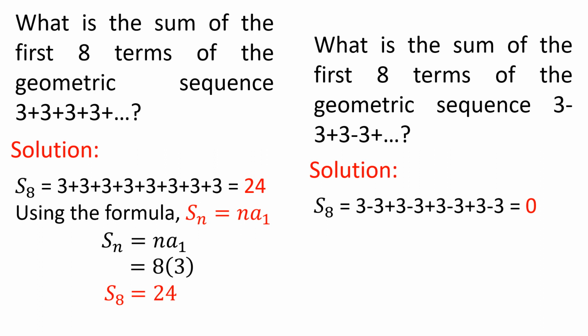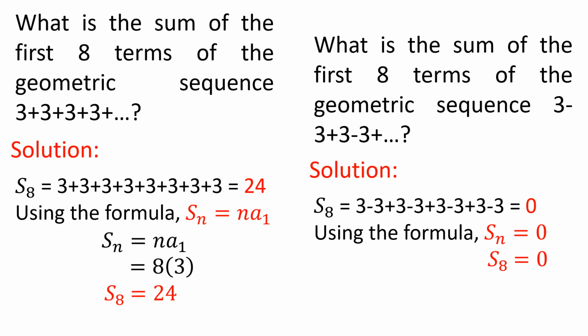So let us try using the formula. S sub n is equal to 0 automatically. So therefore, S sub 8 is also equal to 0. So that is if our r is equal to -1 and the value of n is an even number. How about if the value of r is equal to -1 and the value of n is an odd number? Let us try the next example.